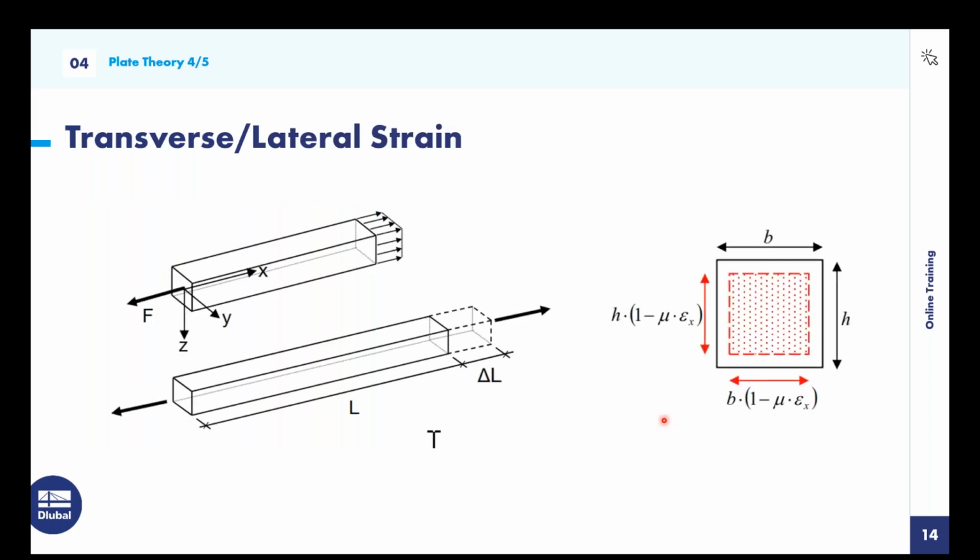Here's a graphic to get a better understanding of transverse/lateral strains. We have a beam here, and when a tension force is applied to it along its length, the cross section will shrink with respect to the height and width. You can see the shrunken cross section in red here. The factors mu and epsilon x take this into account for both the base and the height.